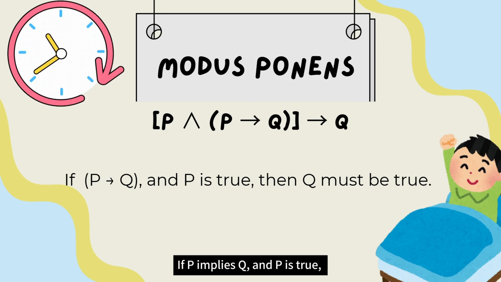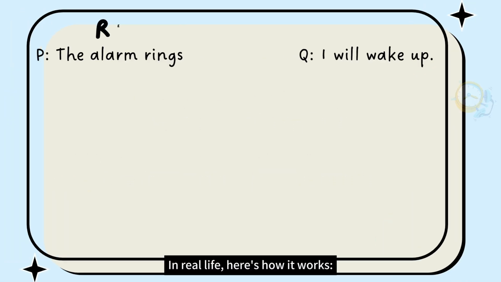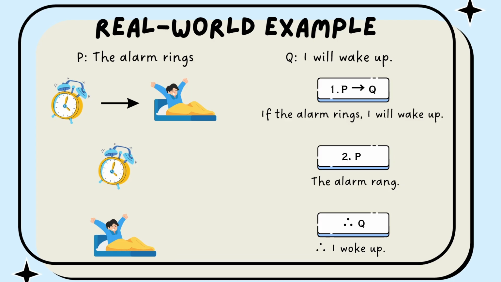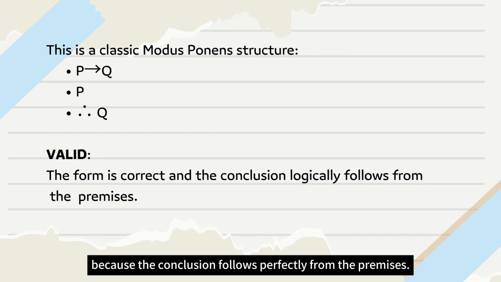Now, let's look at modus ponens, one of the most common rules in logic. The rule says, if P implies Q and P is true, then Q must be true. In real life, here's how it works. Let's say P is the alarm rings and Q is I wake up. So the statement becomes, if the alarm rings, I will wake up. Then we are told the alarm rang. Based on the rule of modus ponens, we conclude I woke up. This argument is logically valid because the conclusion follows perfectly from the premise.